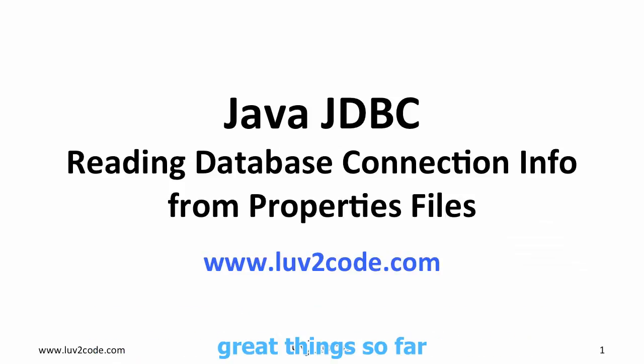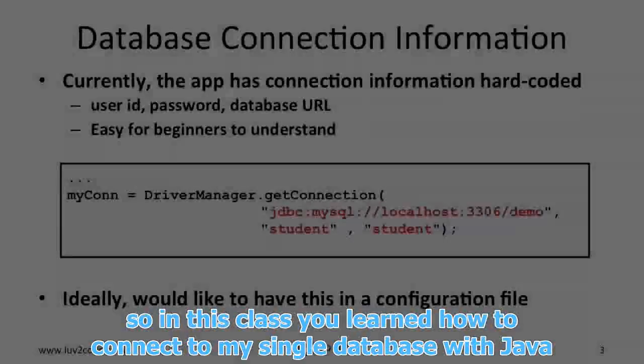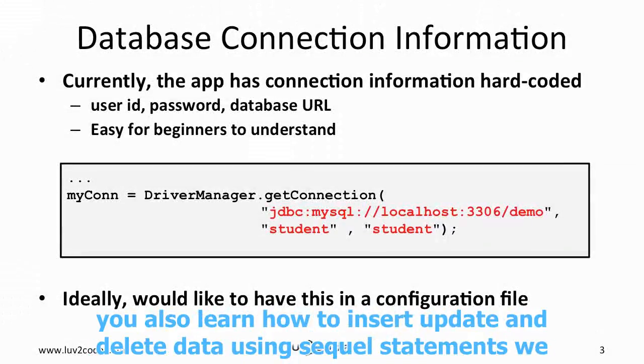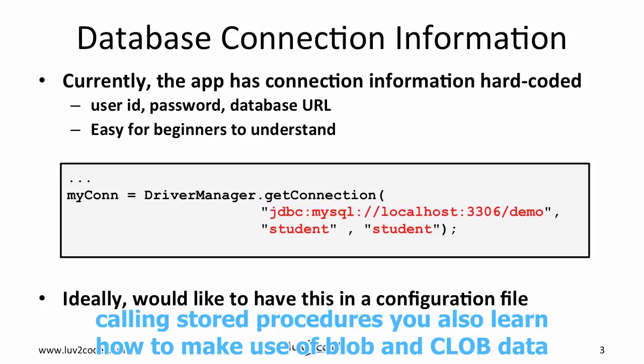In this video, we're going to learn how to read database connection info from properties files. If you've been following along with the video series so far, you know that currently the application has the connection information hard-coded. That's the user ID, password, and database URL. I did it this way because it's really easy for beginners to understand.